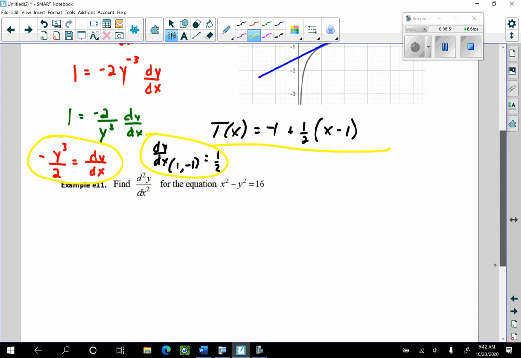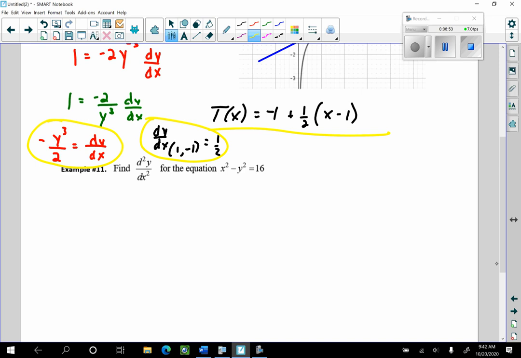Here we go. Example 11. Okay, so for example 11, what they want is the second derivative of this equation. To find the second derivative of this equation, the first thing I have to do is find the first derivative. So let's d/dx everything.